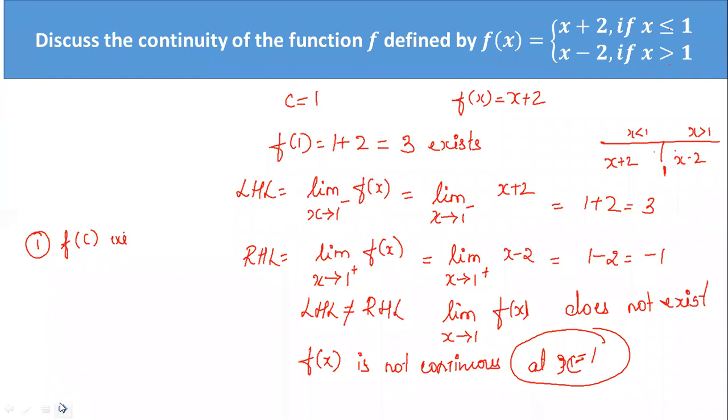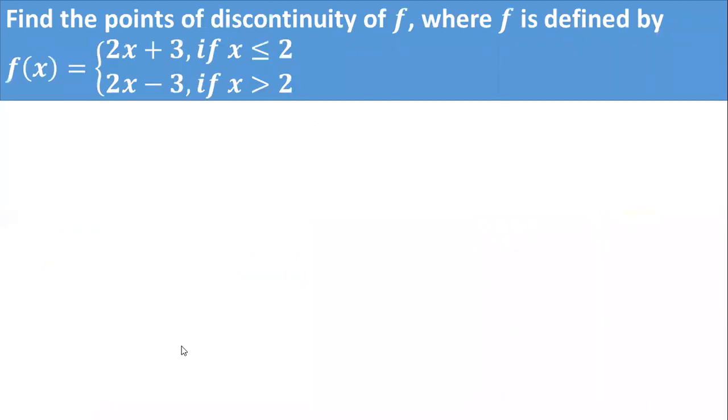So next question you have to answer. You only have to tell me what are the cases and what is the answer. We'll see who will give me the answer very quickly, whether it is continuous everywhere or if it is not continuous, where it is not continuous. Okay. So this is your next question.